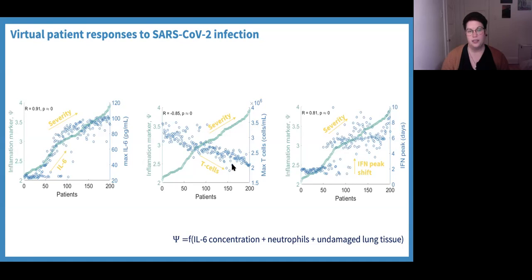We have decreasing concentrations of T cells. And very interestingly, we have this distinct shift in the time to interferon peak in the patients who have the most severe disease. We really wanted to look into this because we had evidence prior to that that this interferon response is quite important. And we wanted to understand what was driving this in our model in these virtual patients.